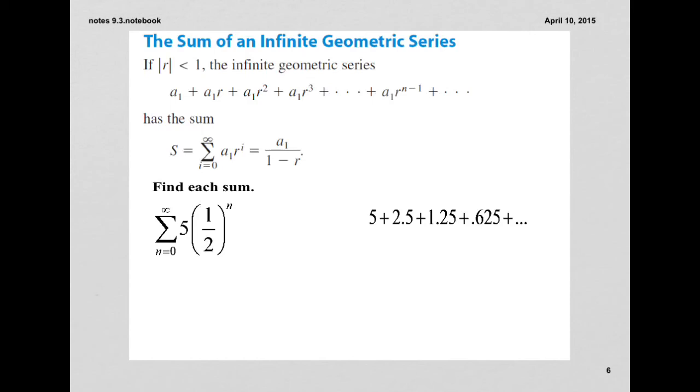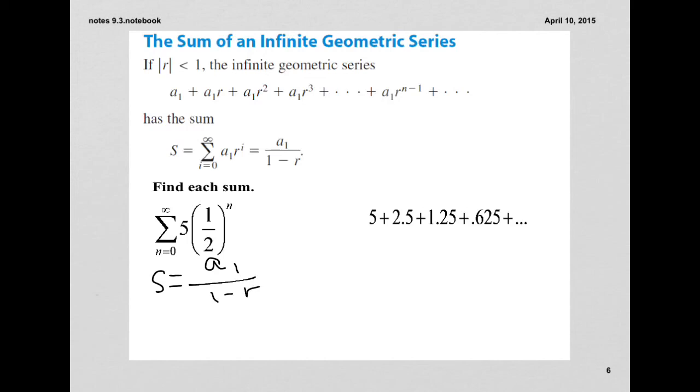Okay, time for our first example. We want to find the sum of 5 times 1/2 to the n power from 0 to infinity. Well, we use our formula, which is s equals a sub 1 over 1 minus r.